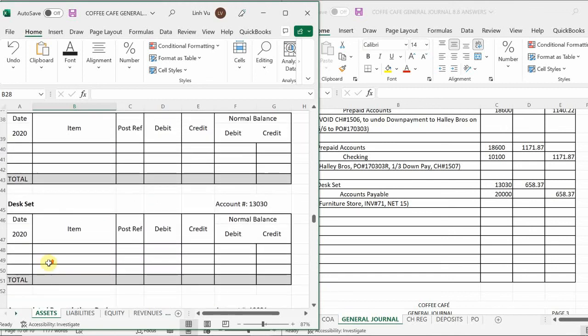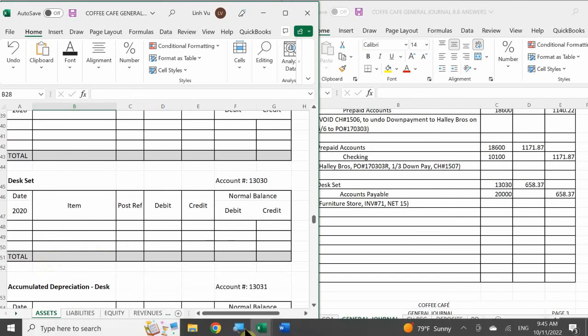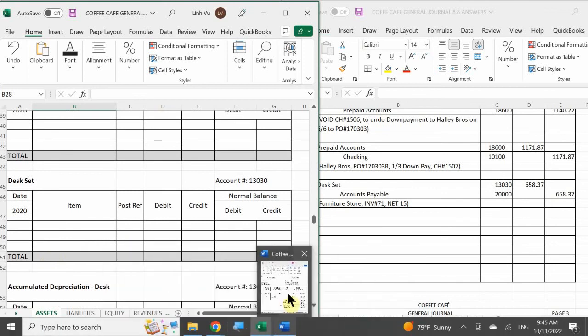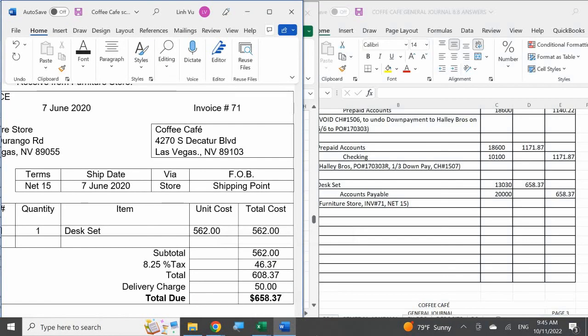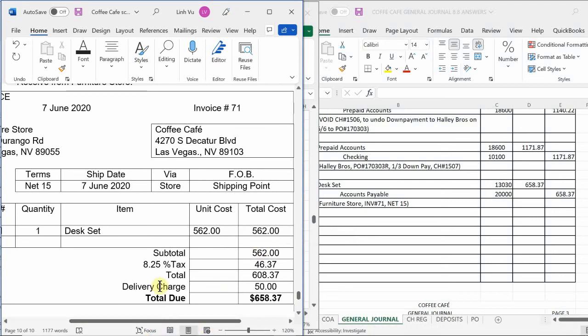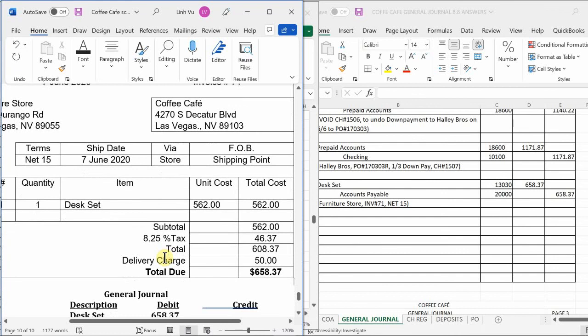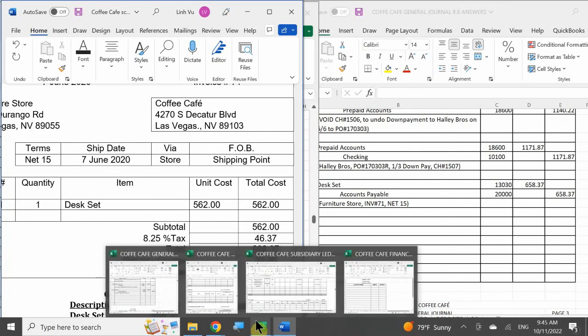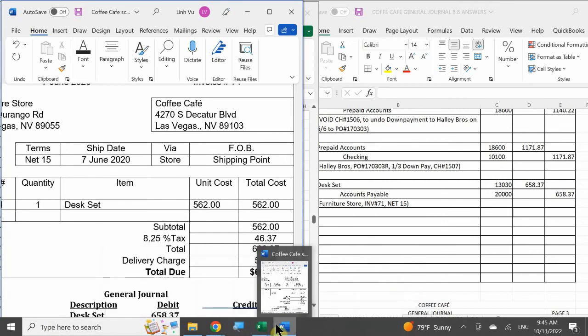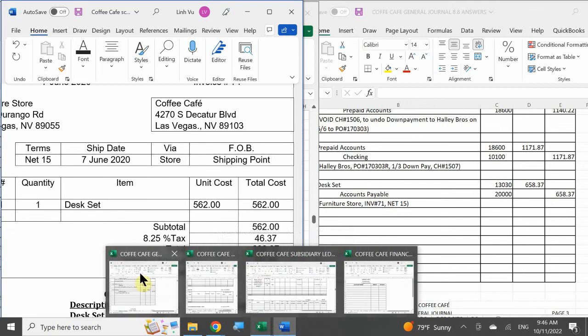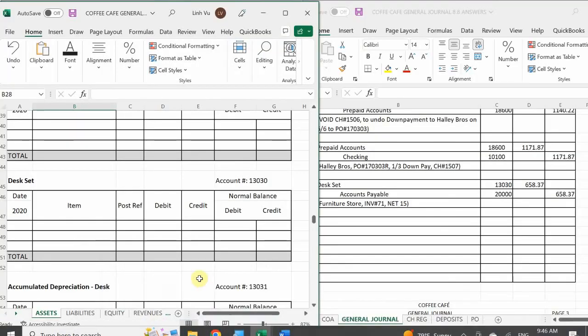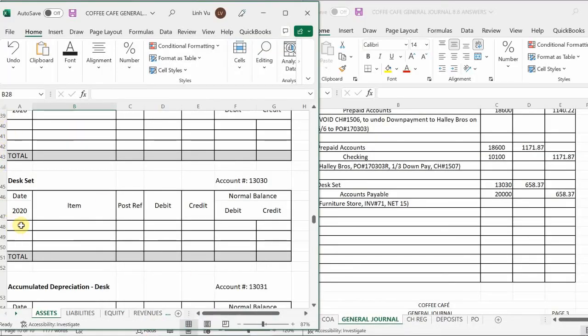Here you go, desk set. All right, so let's take a look at my invoice real quick. My invoice said I purchased it for $562, right? Tax was $46.37, and the shipping was $50. Okay, $562, $46.37, and $50 worth of shipping. So here you go, desk set.